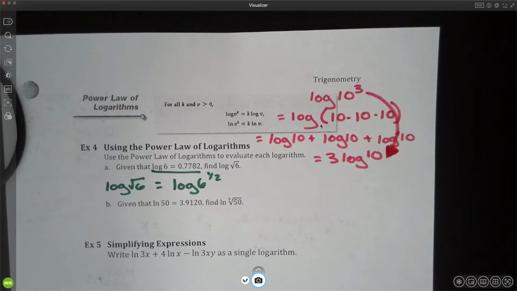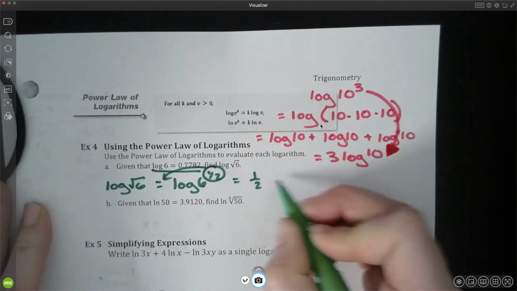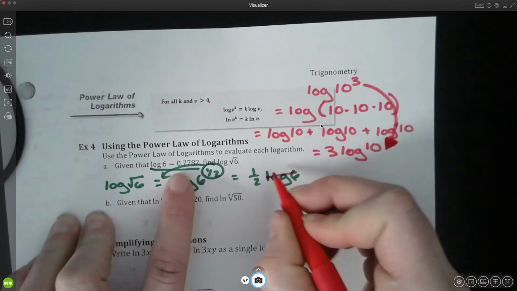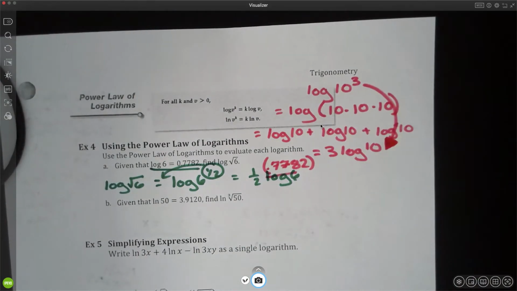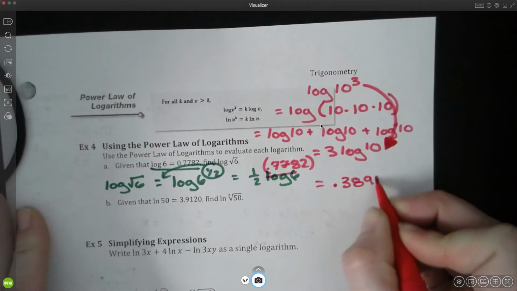The 1/2 can come down in front. You can always move the exponent down in front if there is a log there. That is handy. So it's 1/2 log 6. Log 6 is 0.7782. And what do I do with 0.7782 and 1/2? Multiply 1/2 times 0.7782, which is really like 0.7782 divided by 2. Those mean the same thing. So it equals 0.3891.